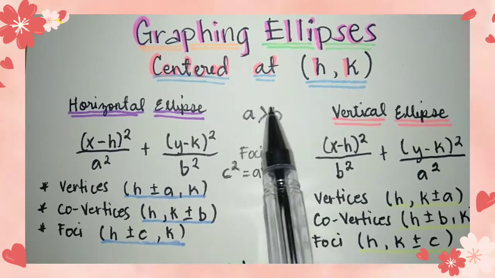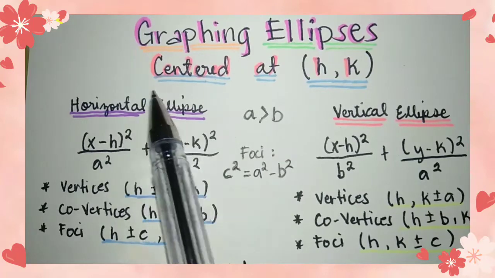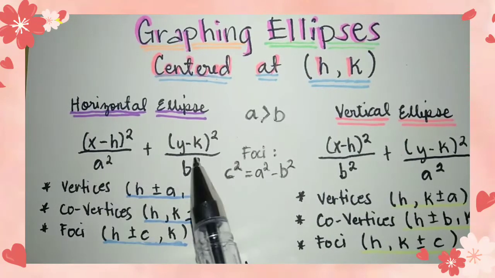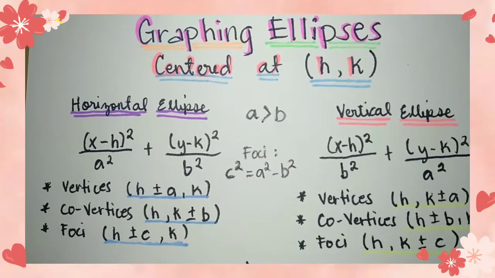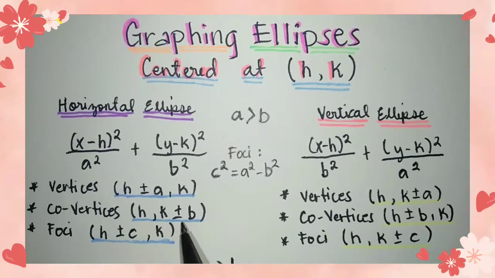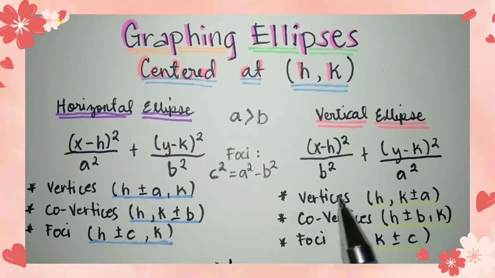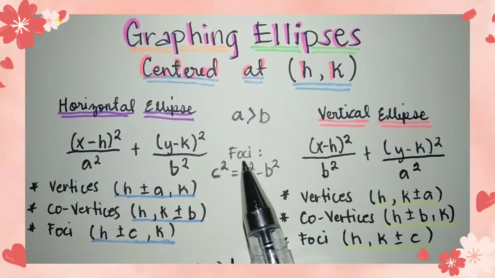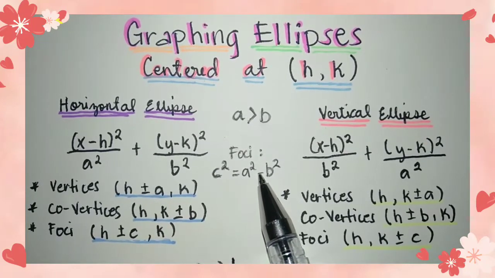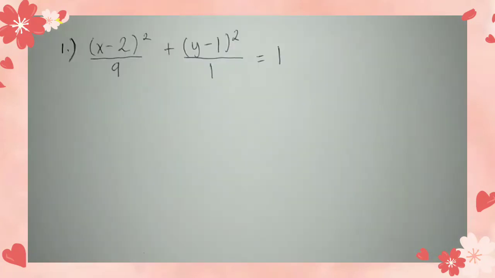Dito ma-identify if our ellipse is horizontal and vertical. And of course, kay a, b, and c, dito naman natin ma-identify si vertices, co-vertices, and foci even without memorizing these coordinates, okay? So, we have our formula for foci, c squared is equal to a squared minus b squared. Okay, so take a look at our first example.